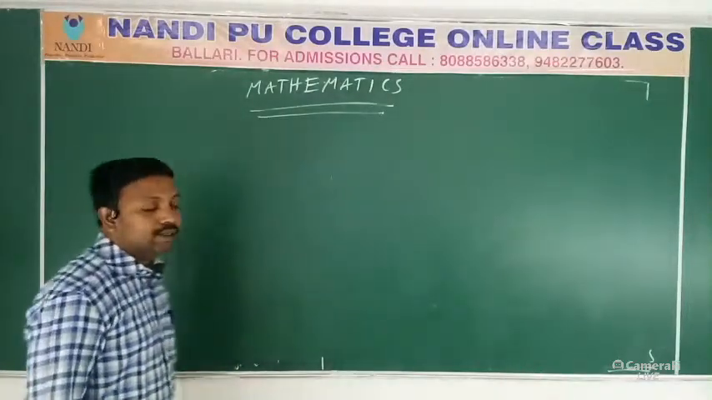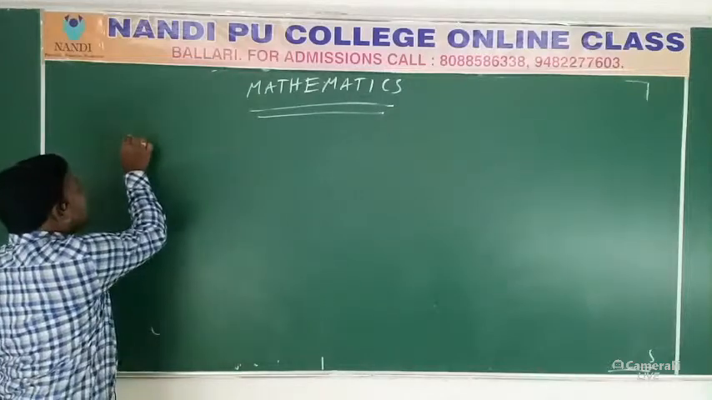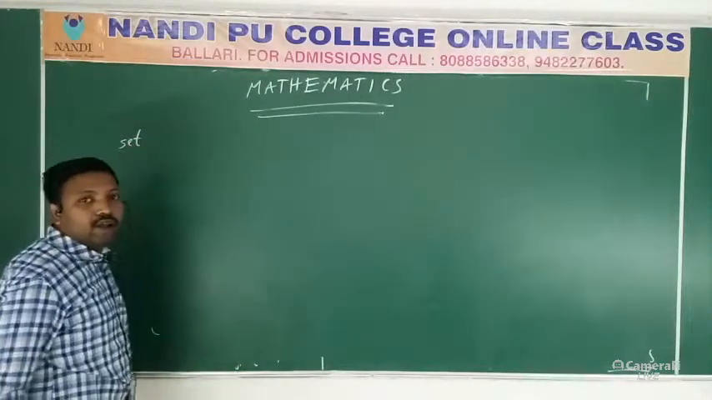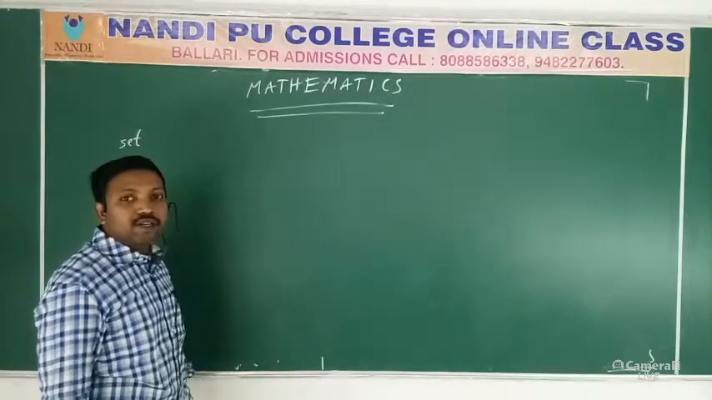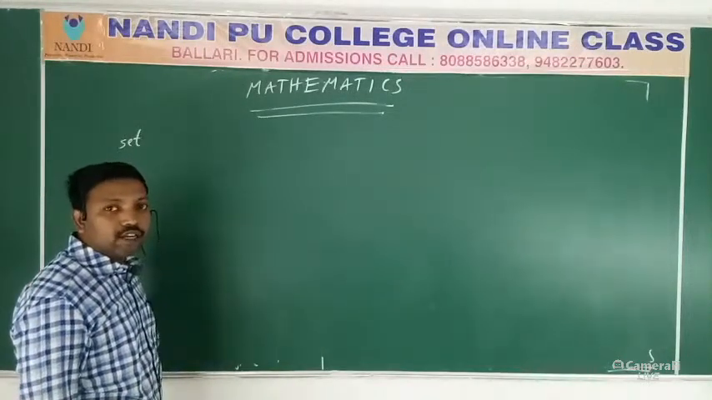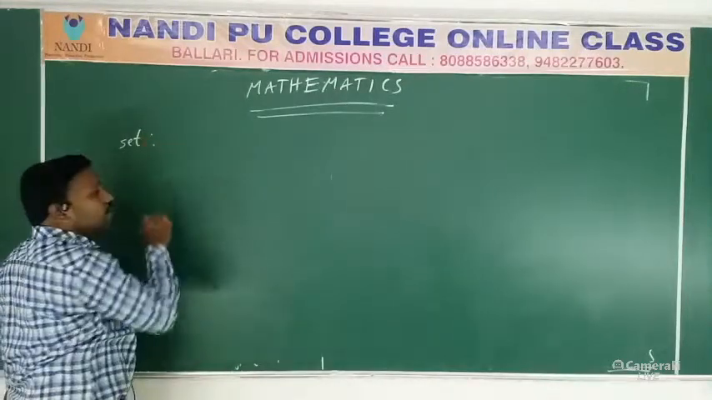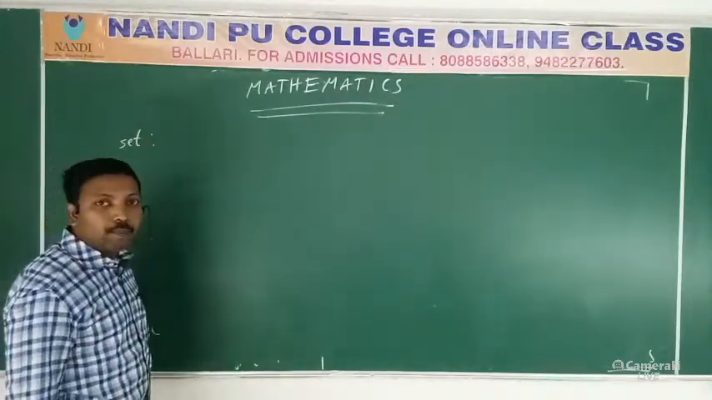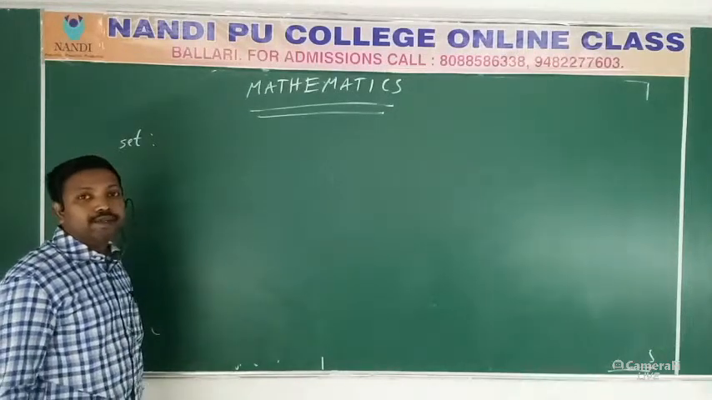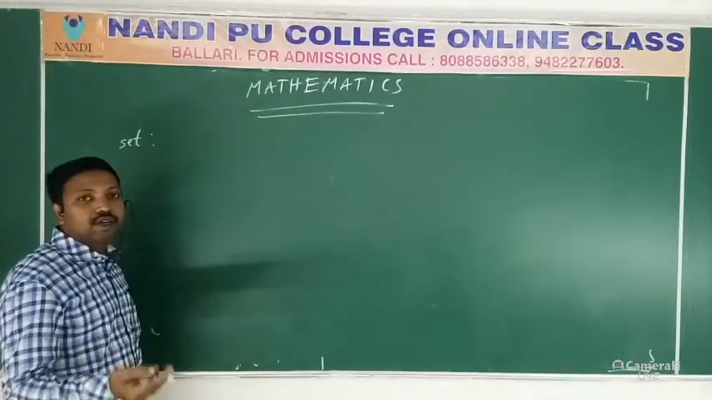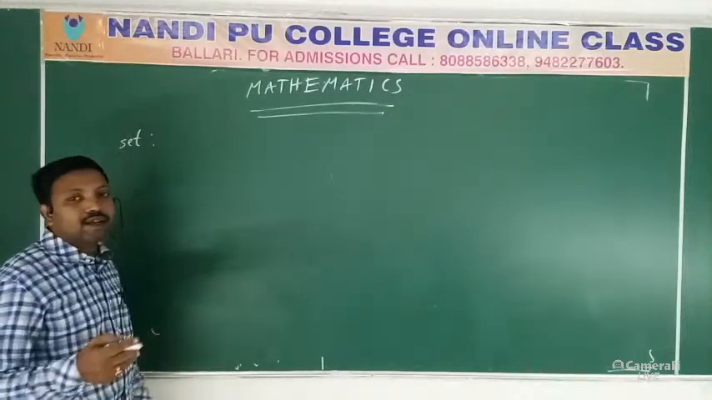So what we learned first is the definition of set. What is a set? A well defined collection of objects is called a set. Set means a well defined collection of objects or elements. Elements means either 1, 2, 3, 4 or A, B, C, something that is present in that set.